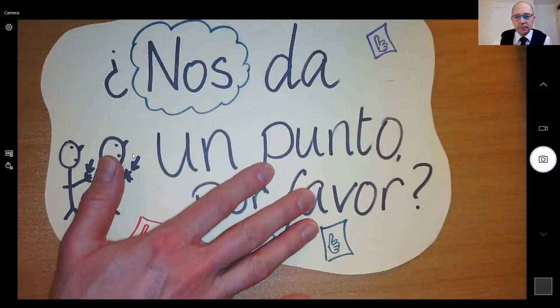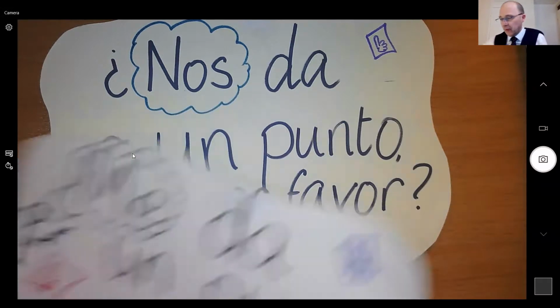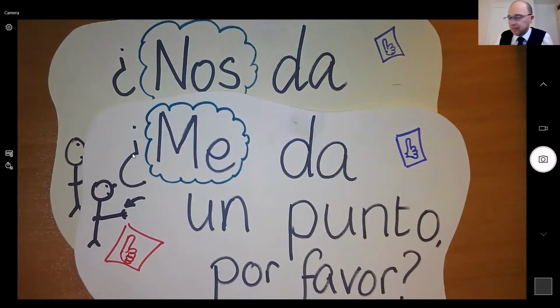So last little bit then, these are what I referred to as bubble cards, okay? There we are. So I'll use this in my team competition. Nos da un punto, por favor. Whereas in French I would use est-ce que je peux avoir un point, or est-ce que nous pouvons avoir un point? Of course, in Spanish that doesn't really work, does it? Puedo tener un punto. It's much more authentic to say, will you give me, or will you give us a point? Nos da un punto, por favor. Me da un punto, por favor. That's really useful as well because it shows the bits that change.